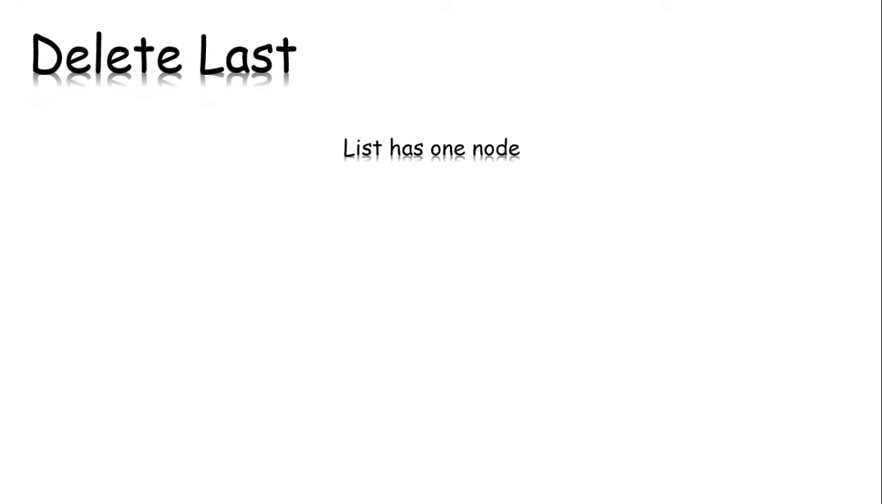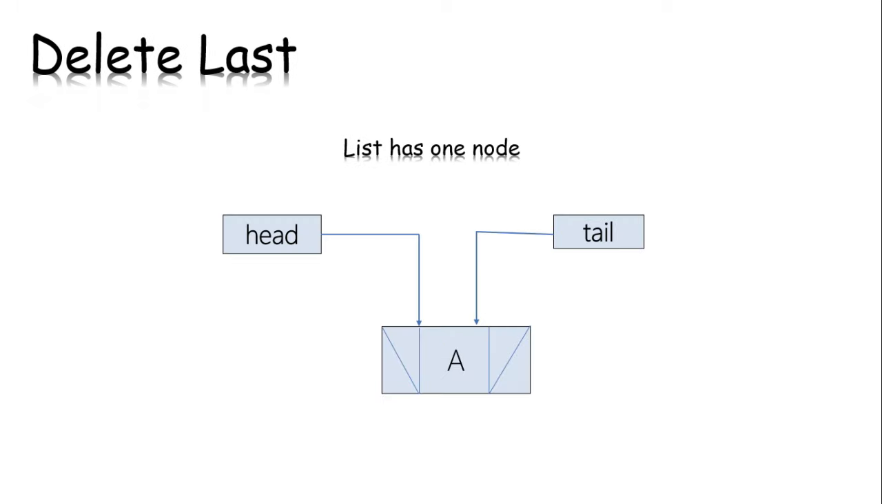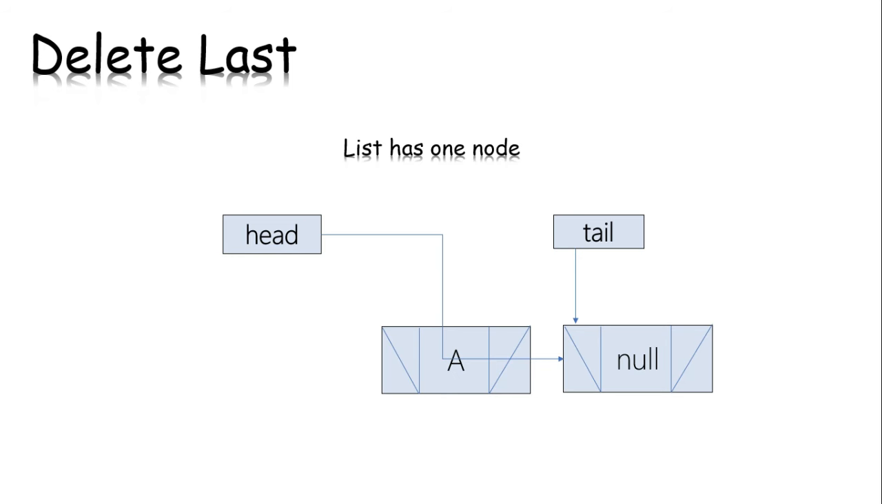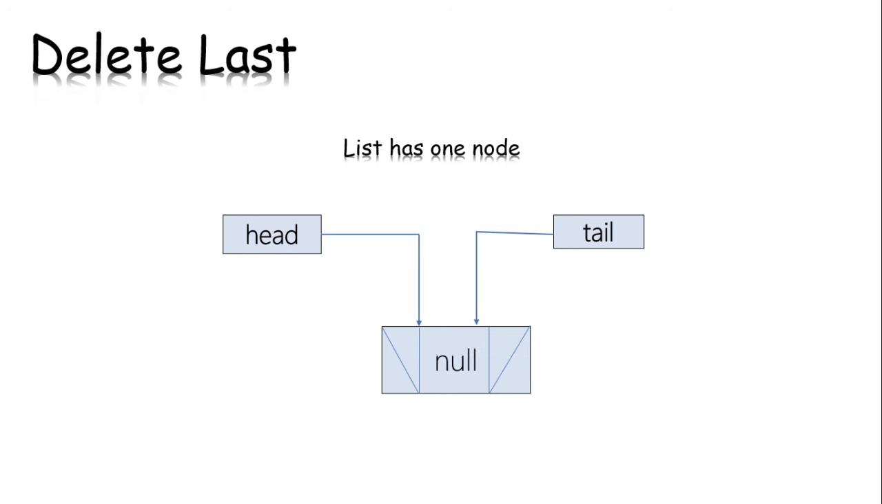When the list has only one node, the head pointer and the tail pointer point to the same node. Here I have A. Therefore, when you wish to delete the node, you should instruct the head pointer to point to null and the tail pointer to also point to null. Your doubly linked list after deletion will look like this.